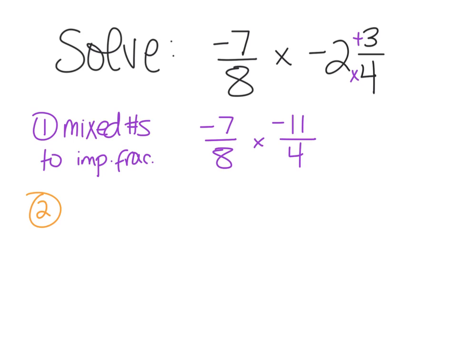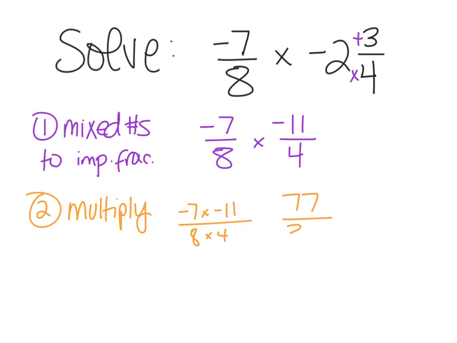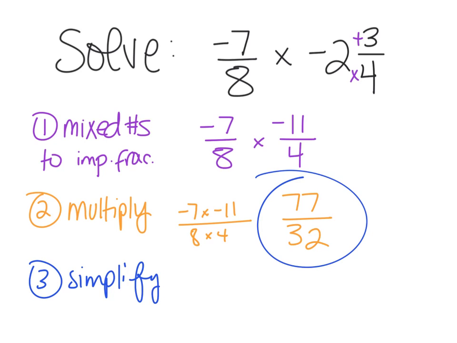The second thing you're going to do is multiply. And remember, we multiply straight across. So negative 7 times negative 11 is positive 77 over 8 times 4, which is 32. And then last but not least, you need to see if you can simplify. In this case, it does not simplify, and so 77 over 32 is our final answer.